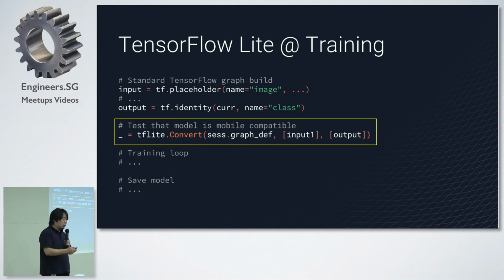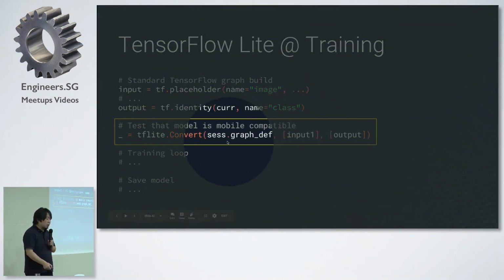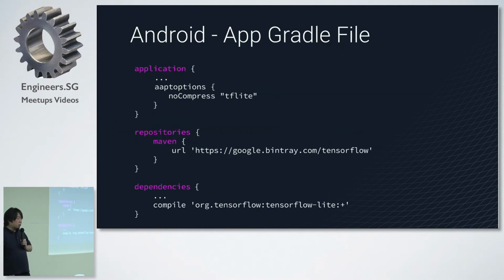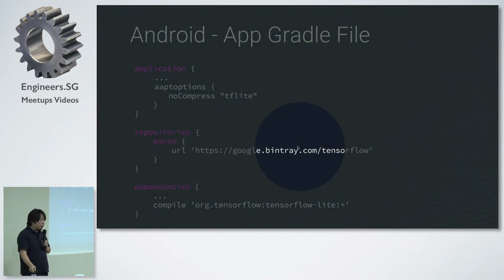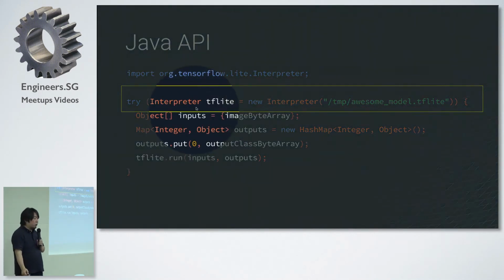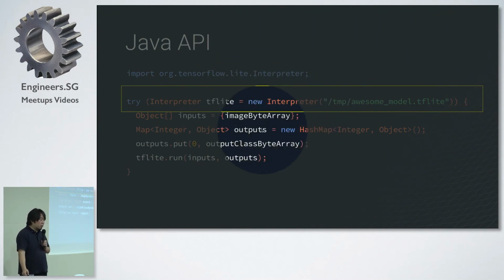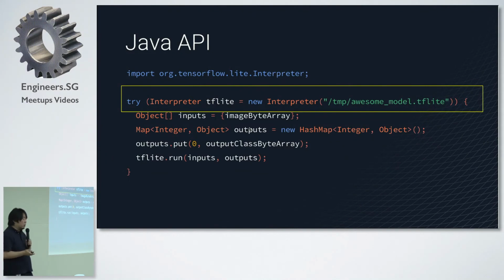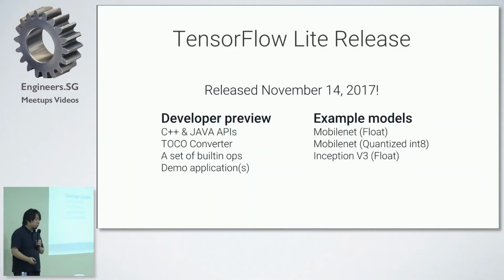Then you can use the new API, the tflite.convert method, so that you can convert the existing TensorFlow graph into the TensorFlow Lite format. And at the Android side, you can write the Gradle file to import some TensorFlow binary. And then you can run the model on the application. You can use the Java API inside the Android applications. That is so easy to use. So you can easily read all the model with the new format and apply the model to your application.